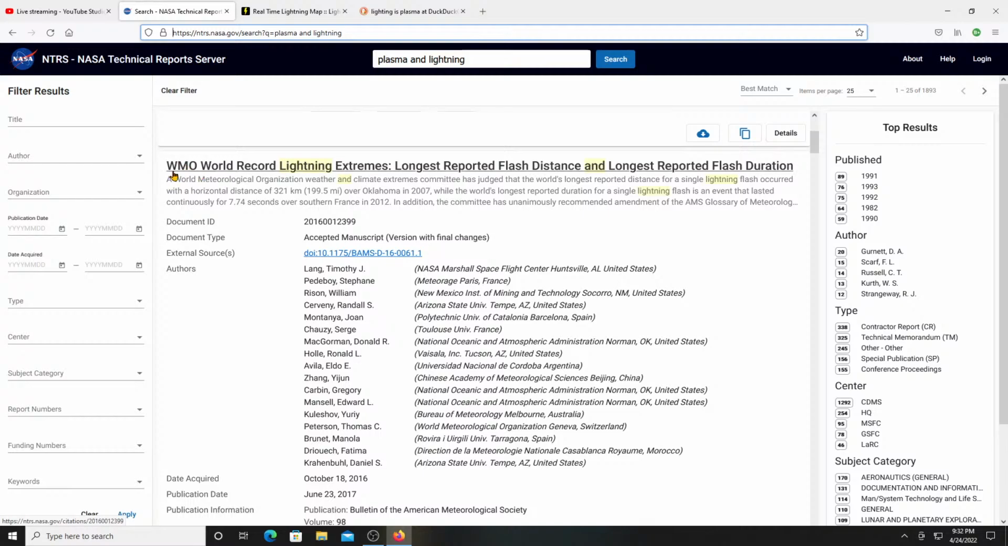Look, the WMO World Record Lightning Extremes, the longest reported flash distance and the longest reported flash duration. The World Meteorological Organization and Climate Extremes. A single lightning flash occurred with a horizontal distance of 321 kilometers, 199.5 miles over Oklahoma in 2007, while the world's longest reported duration for a single lightning flash is an event that lasted continuously for 7.74 seconds in southern France in 2022. In addition, the committee has unanimously recommended an amendment of the AMS Glossary of Meteorology.